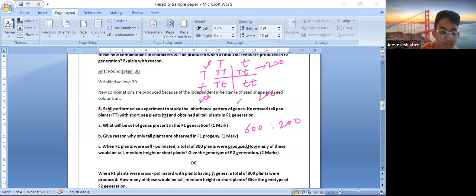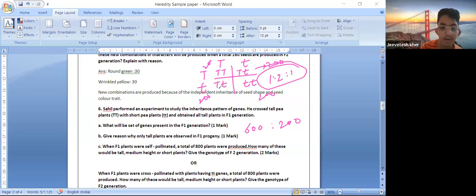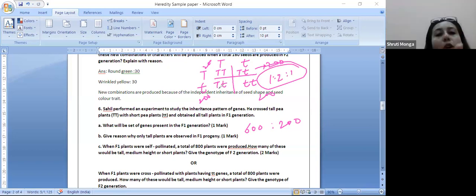600 would be tall plants, 200 will be short plants. Give the genotype of the F2 generation. You know it. Genotype is 1 is to 2 is to 1. Simple. Yes, ma'am. If you want, write it quickly.